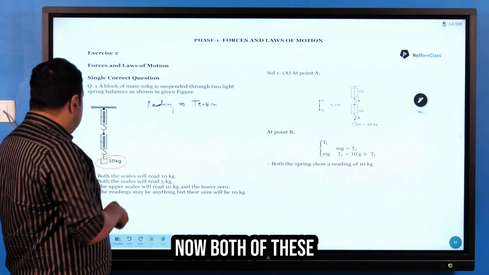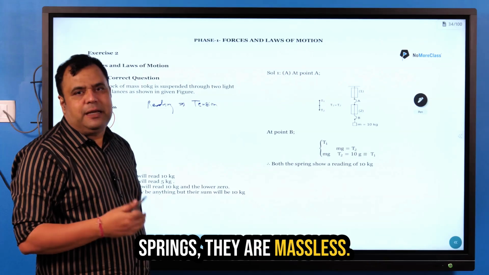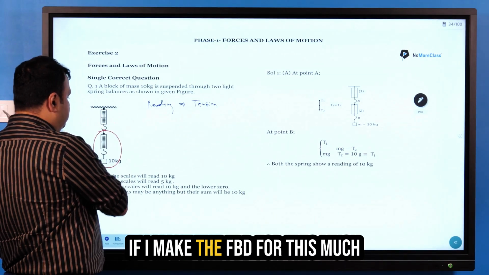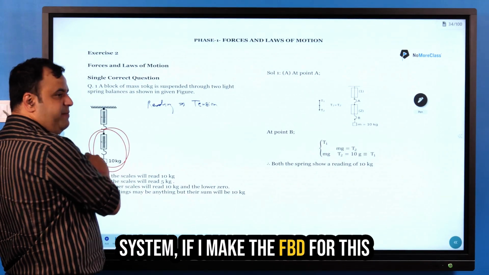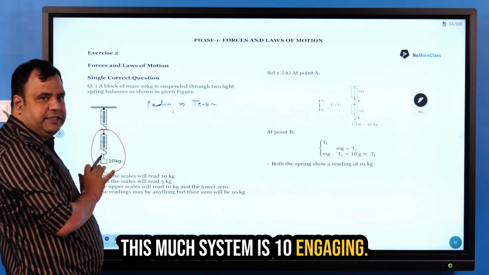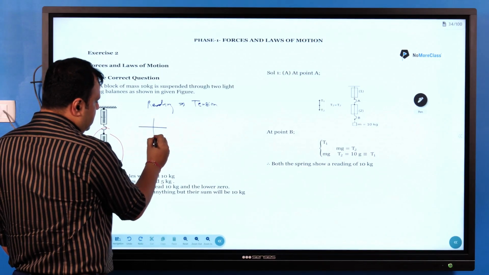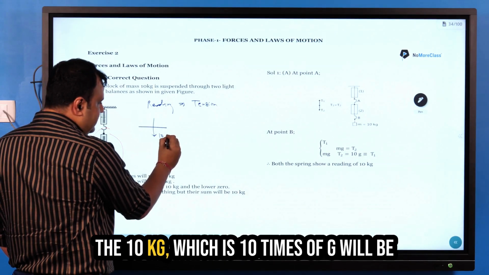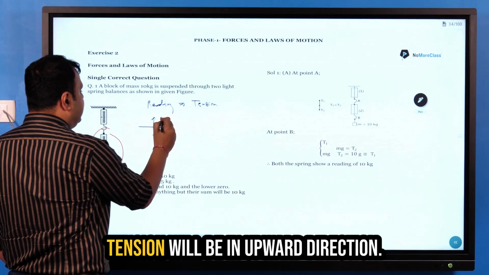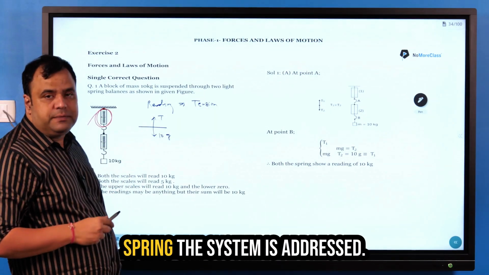Now, both of these springs are ideal springs. Since these are ideal springs, they are massless. So when I calculate the tension, if I make the FBD for this much system, the whole mass of this system is 10 kg. In the FBD, mg, which is 10g, will be acting downward, and the tension will be in the upward direction. This tension is caused by the upper spring.